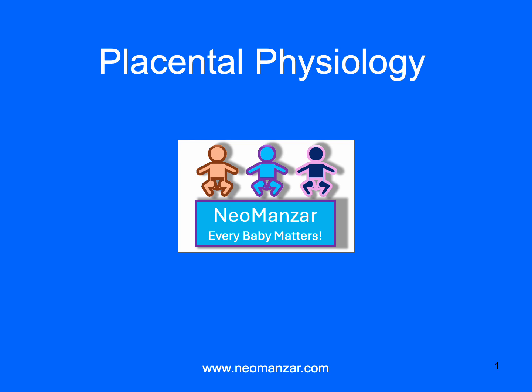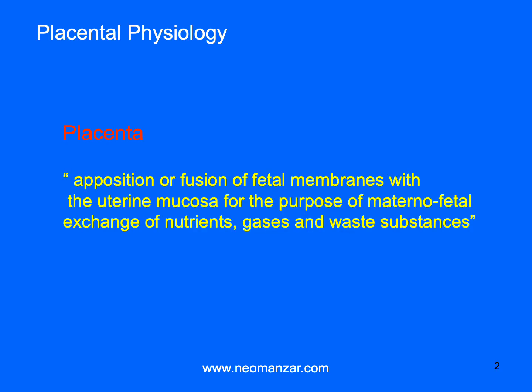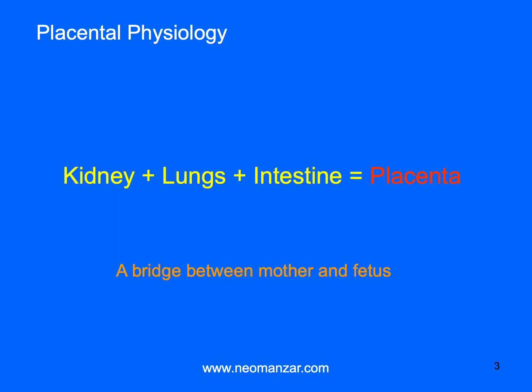Hi there. A quick review, or overview you can say, of placental physiology. So let's start the talk. Basically, what is the placenta? It's an apposition and fusion of the fetal membrane with the uterine mucosa for the purpose of exchange of nutrients, gases, and waste substances. So basically, it performs three functions, and you already know it.